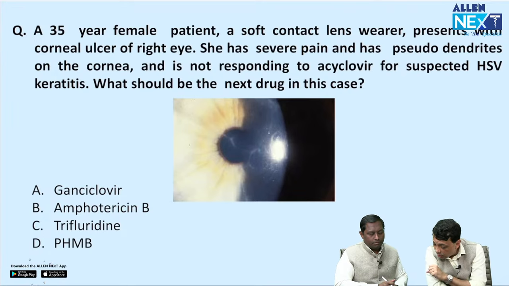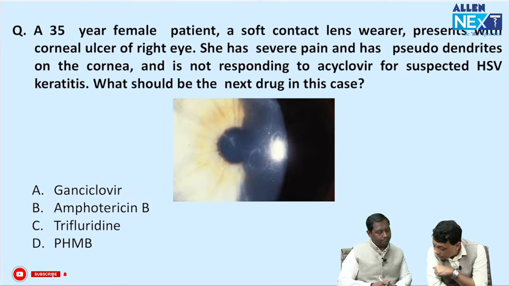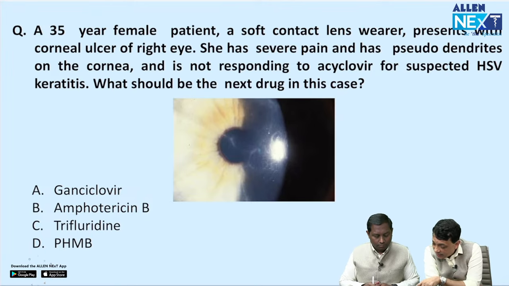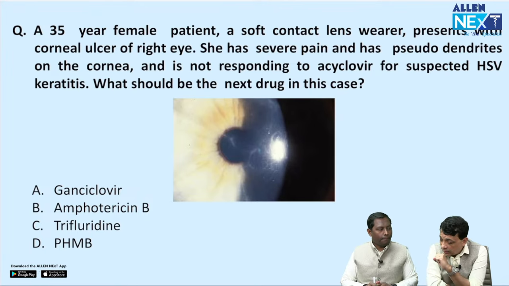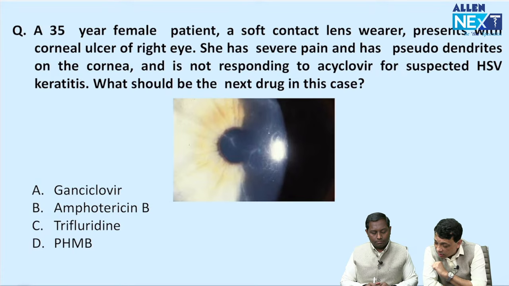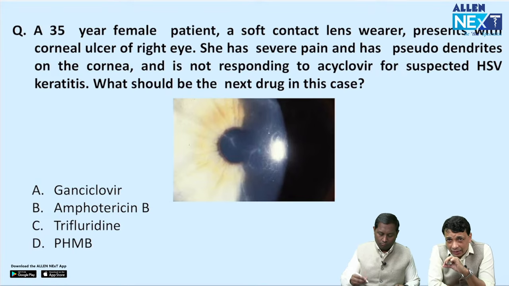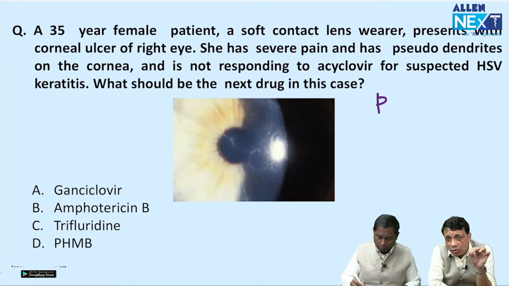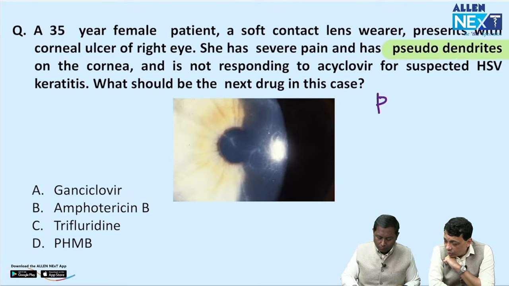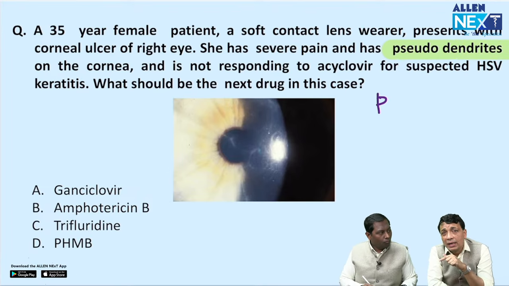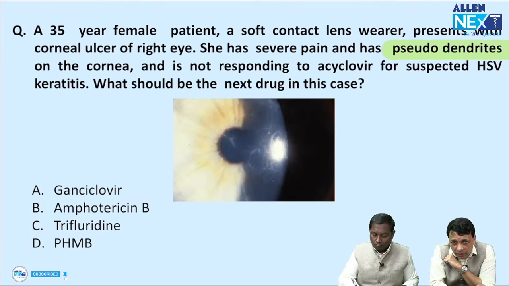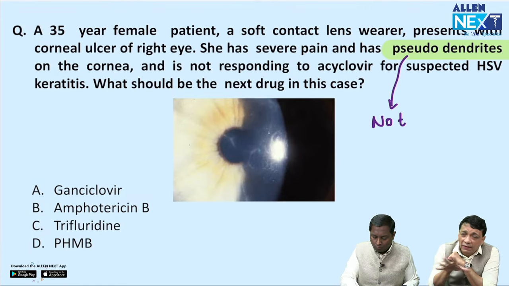So first, to answer this question, we'll have to diagnose it, and only then can we answer. As we said, look at this. It is a similar patient, but there are a couple of points here which are ruling against a true dendritic, which is herpes simplex. First of all, it is pseudodendrites. Remember, a pseudodendrite is not a real dendrite. It looks like that, but it is not true. First, it does not stain brightly with the fluorescein stain, like that green stain we saw. Second, it has no terminal end bulb, which you see typically in herpes, but which is not present in a pseudodendrite. Third, these are more peripheral.